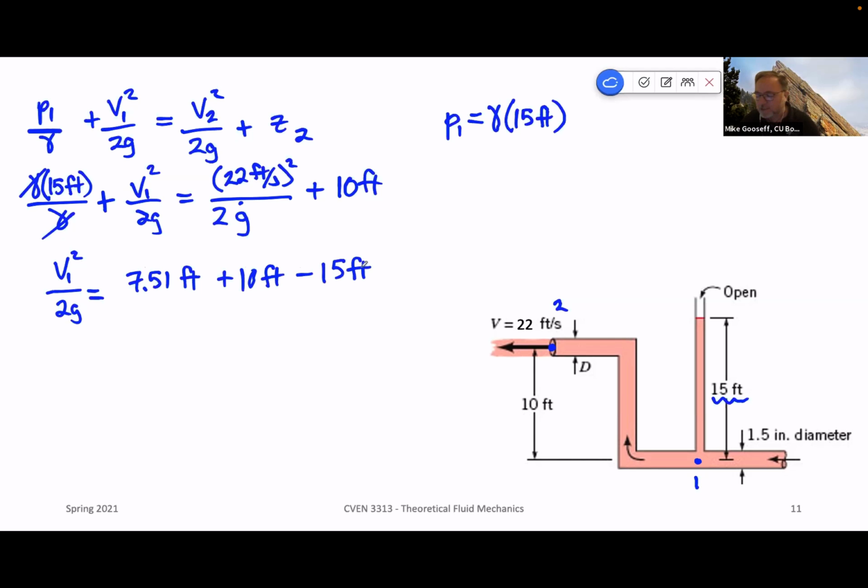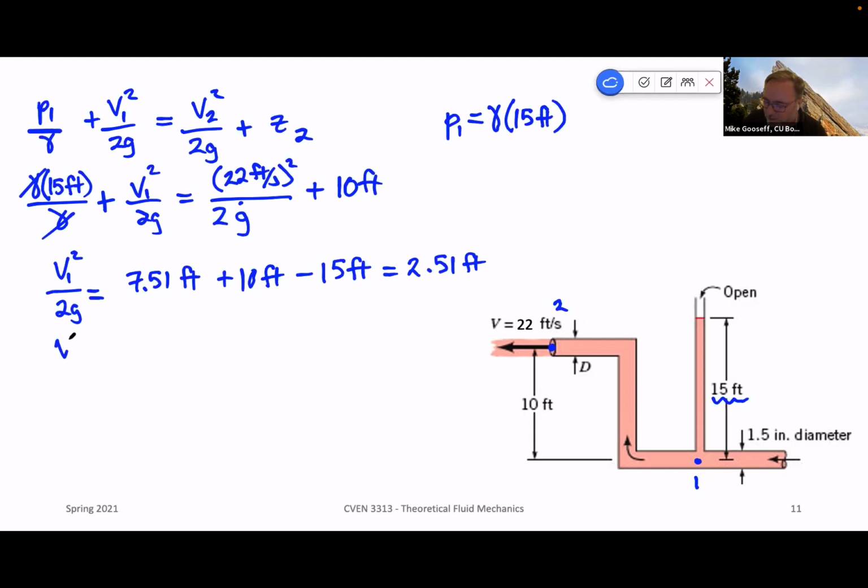So if we work this out, we get 17.51 minus 15. That gives us 2.51 feet, okay? The one thing I didn't write out here is that g is obviously 32.2. We'll write that out now.